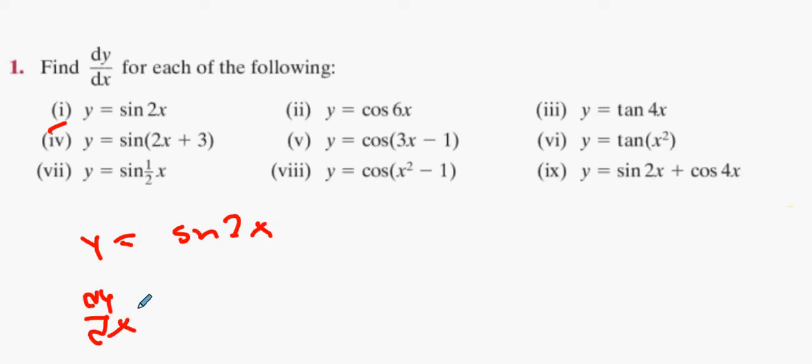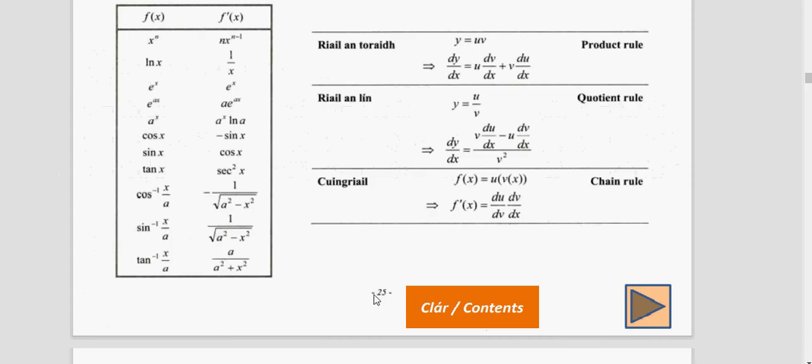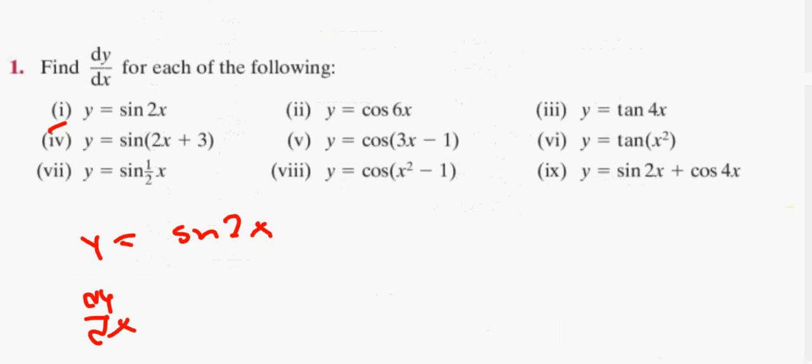So you go to your maths tables on page 25 and you look for what sine x turns into. Sine x turns into cos x. So what you've learned here is that sine turns into cos. Two things to remember. The angle never changes. The angle never ever changes. So what happens? It stays as 2x. Next step. Differentiate the angle. What you get? 2. The answer for this question is 2 cos 2x.